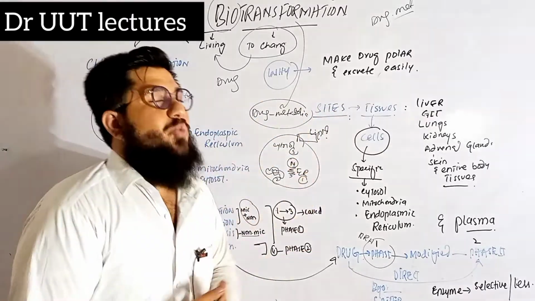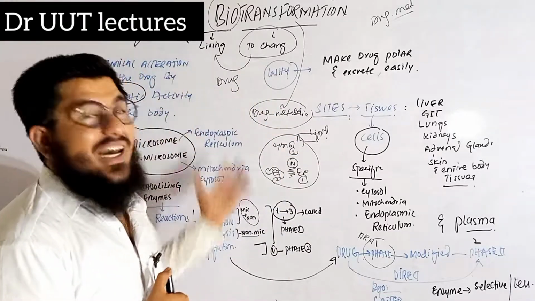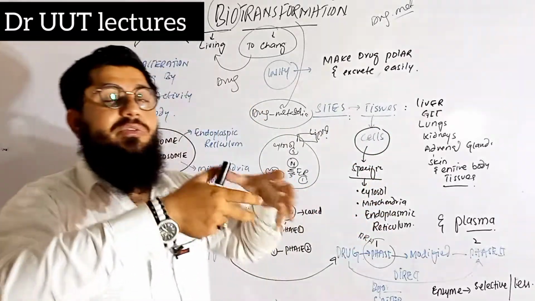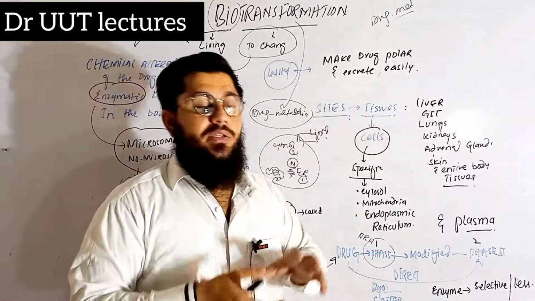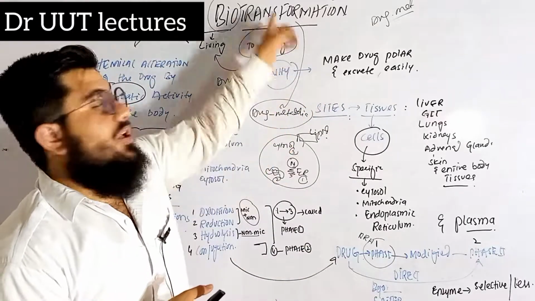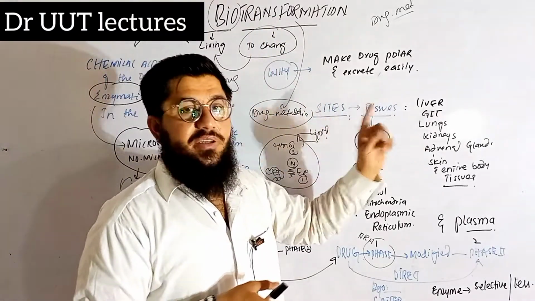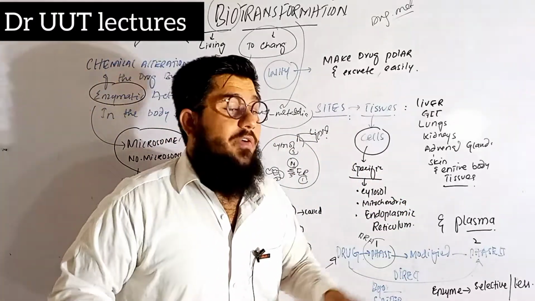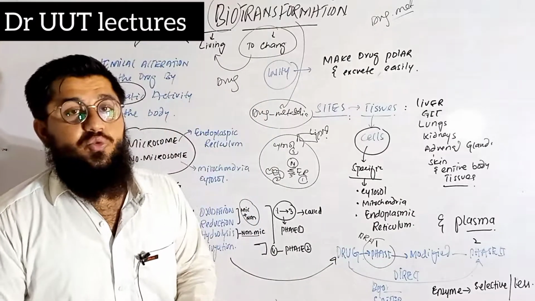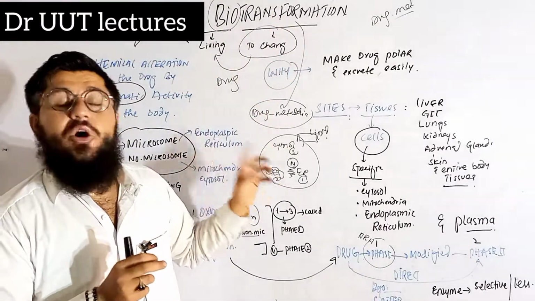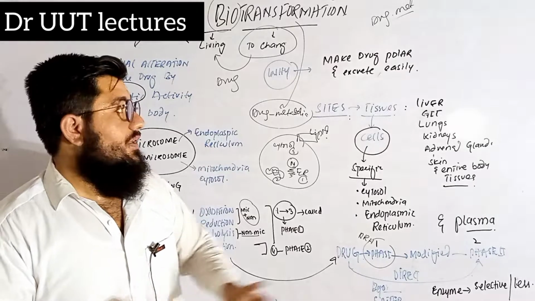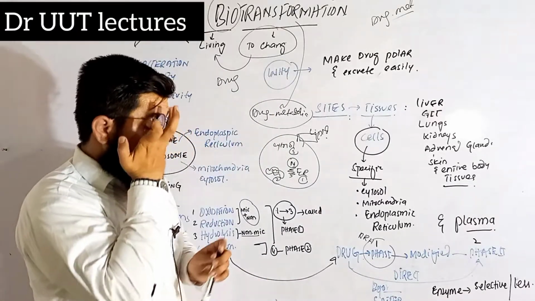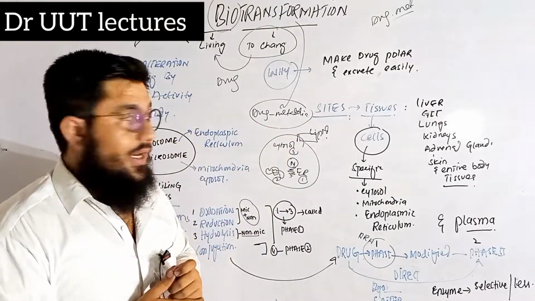Regarding sites, it's very easy peasy for you guys, because we have had the entire discussion and you might have got the understanding. Sites: we'll talk about tissue level, then we will go to the cell level. On tissue level, the liver is the important site for drug metabolism or biotransformation. GIT, lungs, kidneys, adrenal glands, skin, and remember, our entire body has the ability to do biotransformation or drug metabolism. But the liver has a standard, high level. So that's the site regarding tissue level.